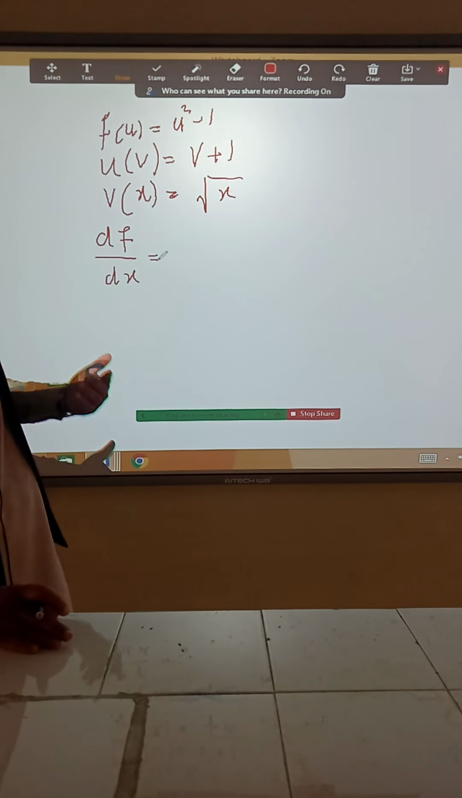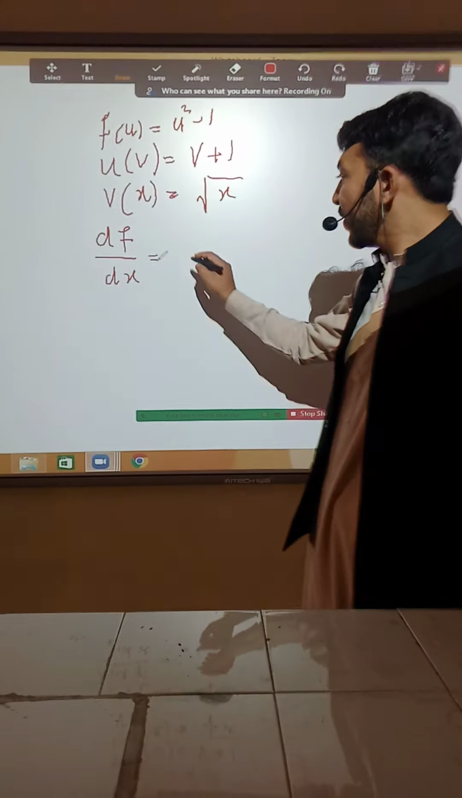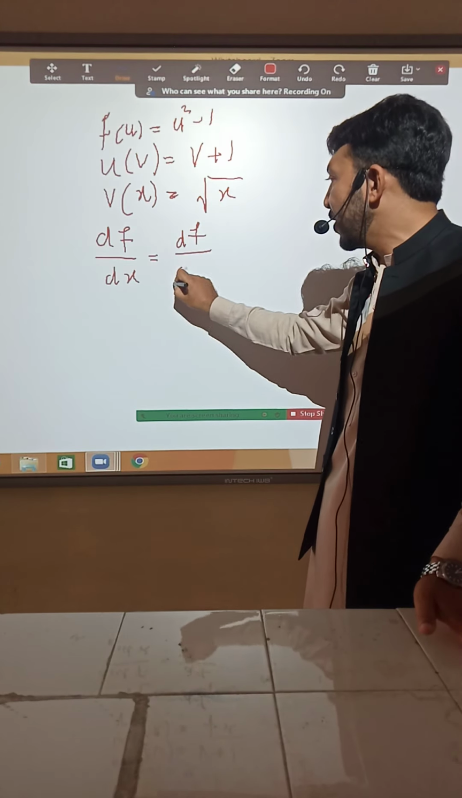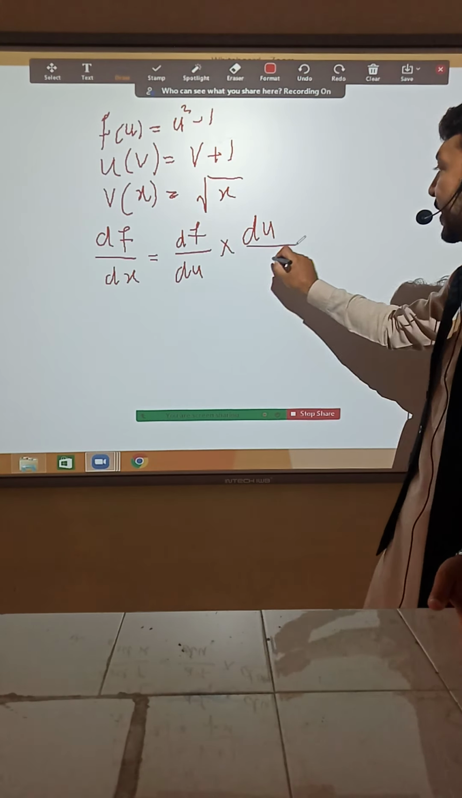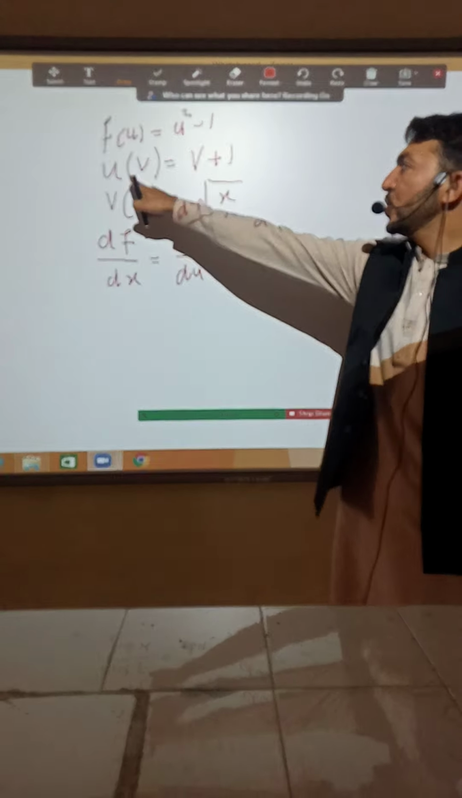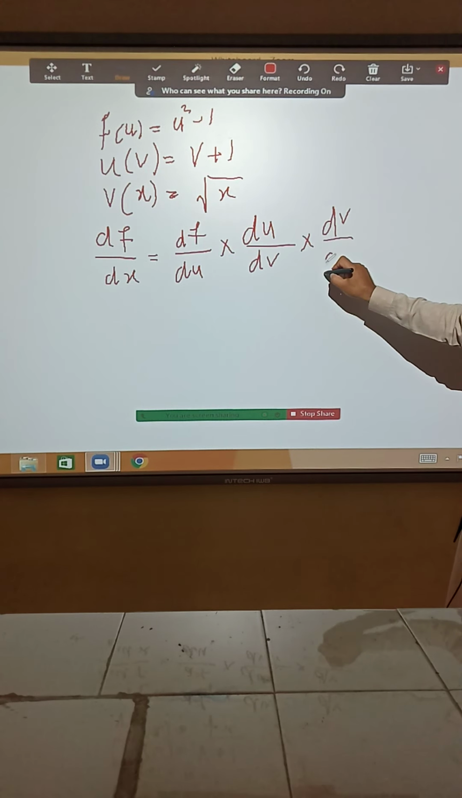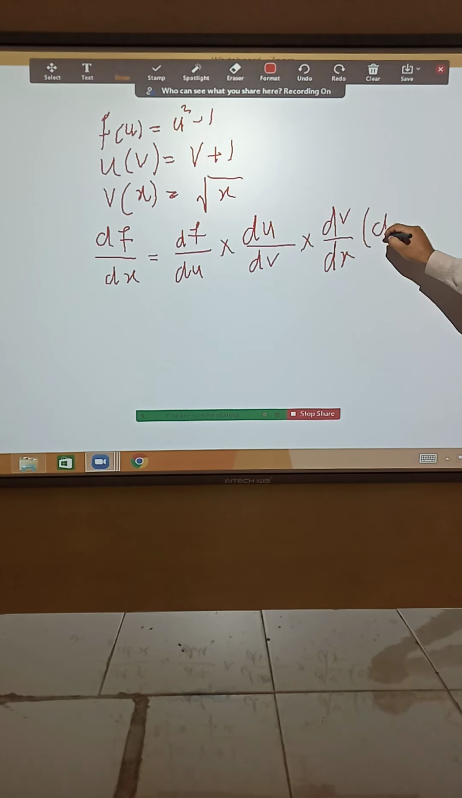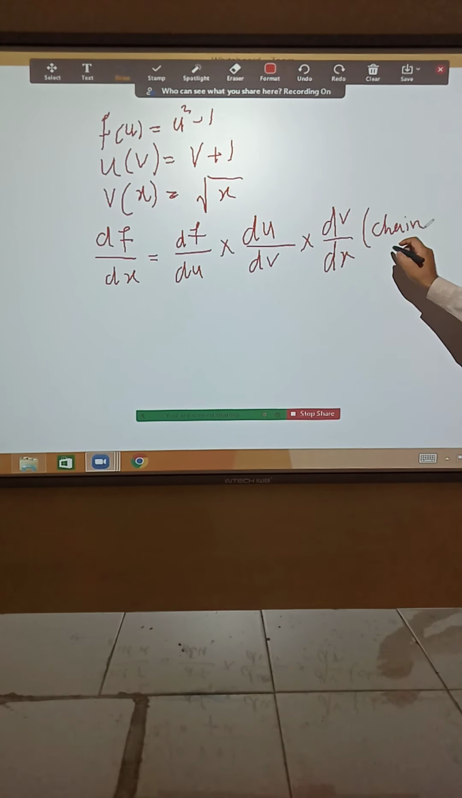So how can you perform the derivative of f with respect to x? First of all, you will perform the derivative of f with respect to u multiplied by the derivative of u with respect to v because u is dependent on v, and then the derivative of v with respect to x. So this is called chain rule. That is the chain rule for the differentiation of the given composite function f of u. This is the chain rule.